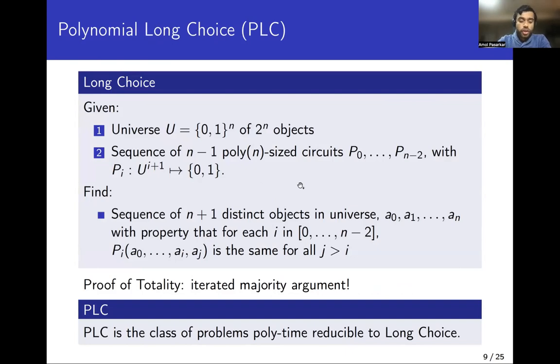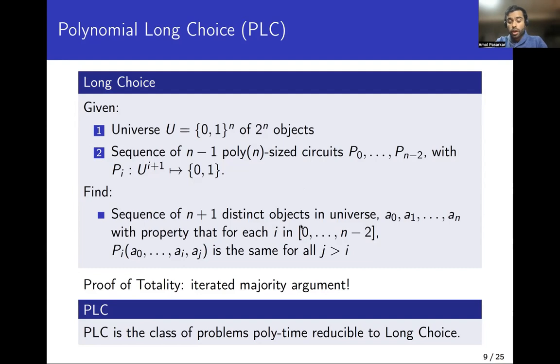So we can turn this game into a TFNP search problem if we equip player 2 with a suite of polynomial time algorithms, and these are adaptive algorithms. And the challenge is to successfully generate a sequence of length n plus 1 as player 1. And in fact, this is exactly how we're going to define the problem long choice. In long choice, the universe of objects corresponds to the pigeons, and the circuits, PI, represent player 2's algorithm at stage I of the game.